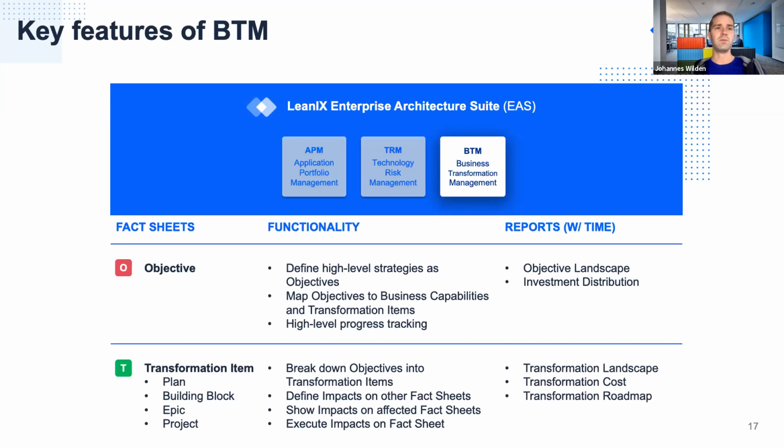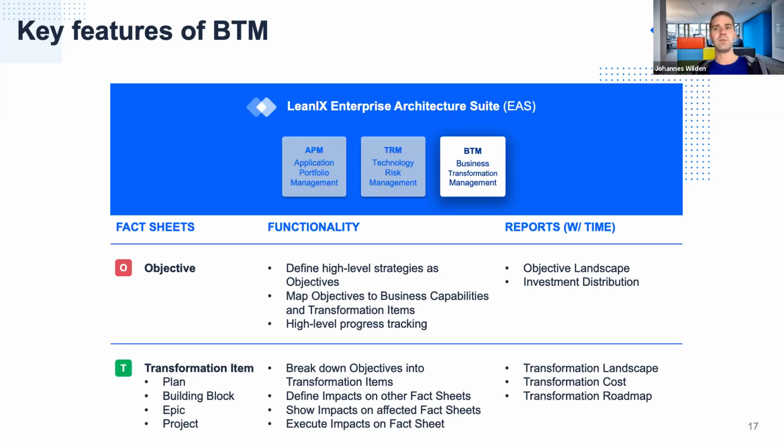And second, we have the new fact sheet transformation item. Split into four subtypes, being the plan, the bracket that holds all transformation items in a certain scenario together, the building block to define impacts on a very high level, and then epics and projects to define impacts on lower levels. Then the showing of impacts on affected fact sheets to make strategic changes transparent within the organization, and the execution of impacts on fact sheets.